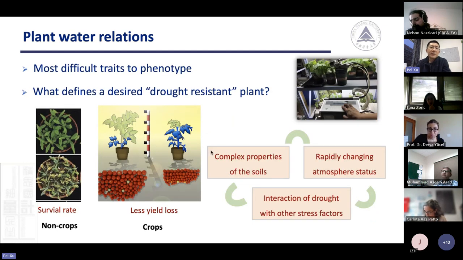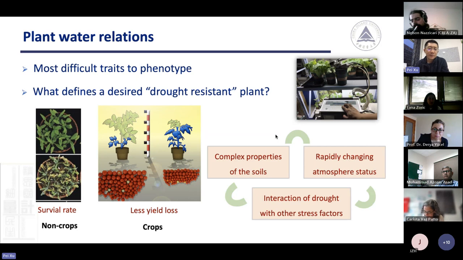There are already many, many studies focusing on water relations and drought tolerance. But still, plant-water relations are considered one of the most difficult traits to phenotype because of the complexity of the soil properties, the rapidly changing atmosphere status, and the interaction of drought with other stress factors. So it is even difficult to define what a drought-resistant plant is.